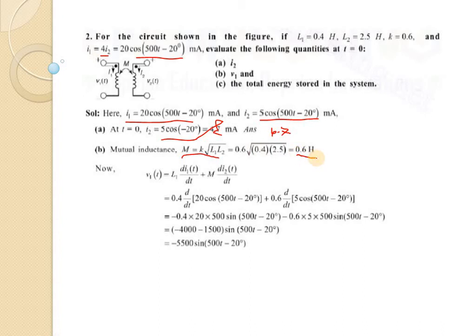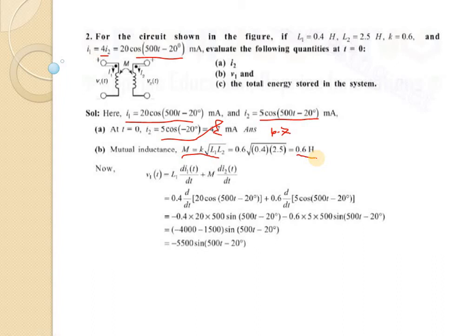Now we know the effect of mutual inductance, and here V1 equals L di1/dt plus M di2/dt, because for the first circuit the effect of mutual inductance will come from the second coil. So it will be M di2/dt.